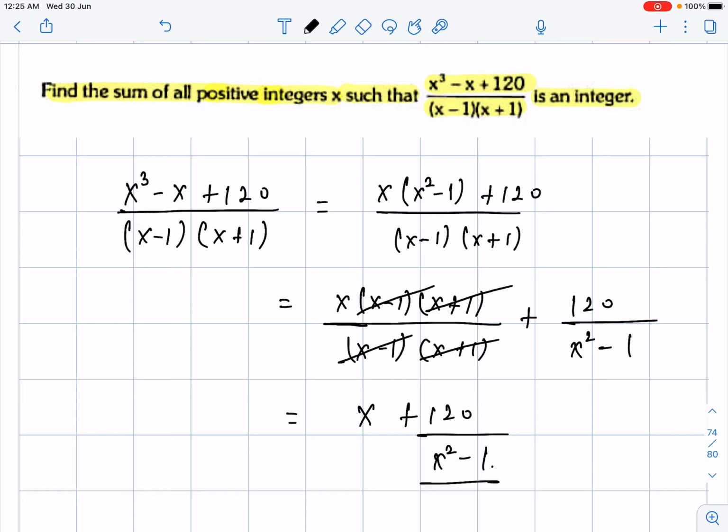Now guys, x square minus 1 should be what? A factor of 120. Then we will get 120 upon x square minus 1 as an integer, and at that time x itself would be an integer. If x square minus 1 is a factor of 120, that should also generate x as an integer. So we'll be going to consider all values of x square minus 1 which are the factors of 120 and at the same time which make the value of x an integer.